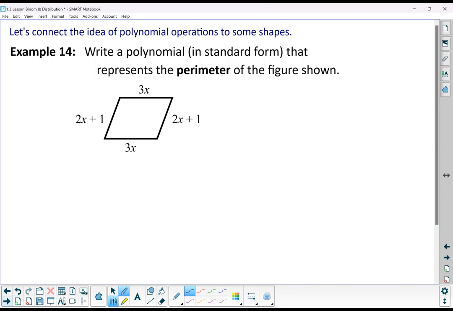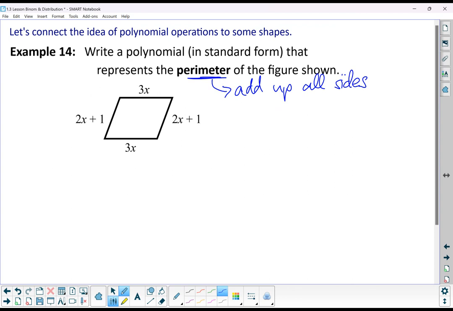Okay, let's connect the idea of polynomial operations to some shapes. We're going to just look at 3 more examples, and then this lesson will be done. So we've got a little parallelogram here, and it says, write a polynomial in standard form that represents the perimeter of the figure. So remember, perimeter means add up all the sides.